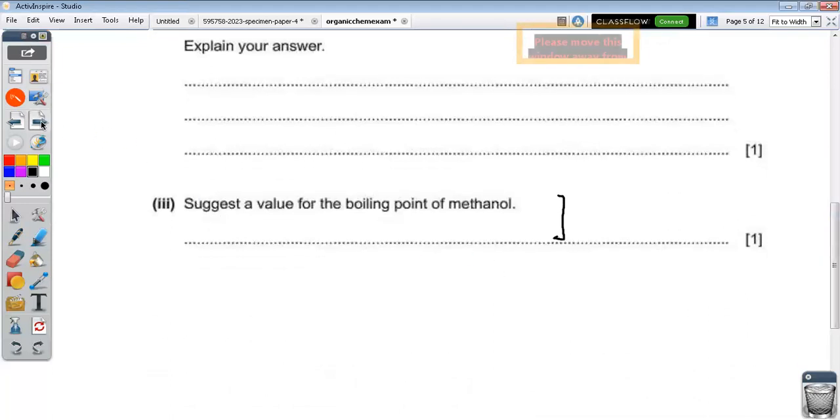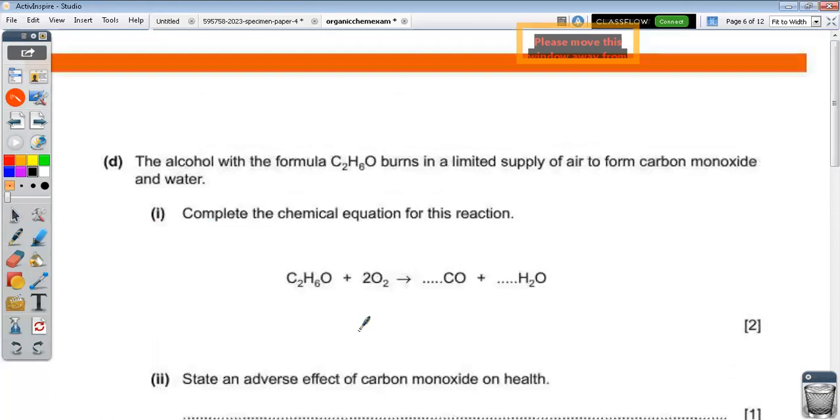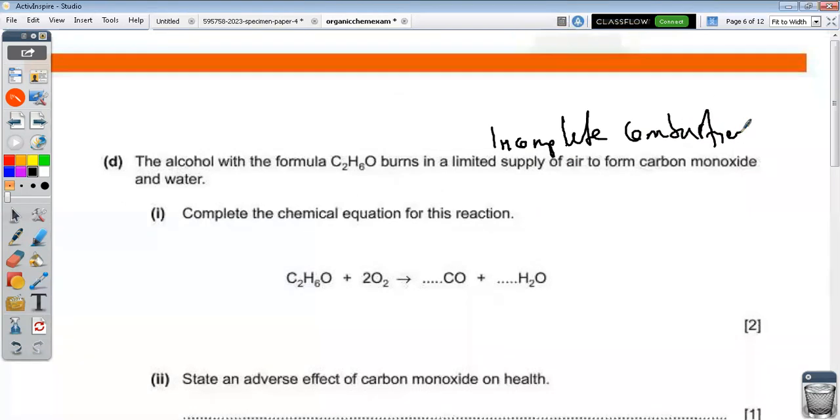Suggestion question there. The alcohol with the formula C2H6O burns in limited oxygen supply. In limited. So if it's in limited, it means incomplete combustion. Clear? Incomplete combustion, because we don't have enough oxygen. And under incomplete combustion, we always produce carbon monoxide and water.